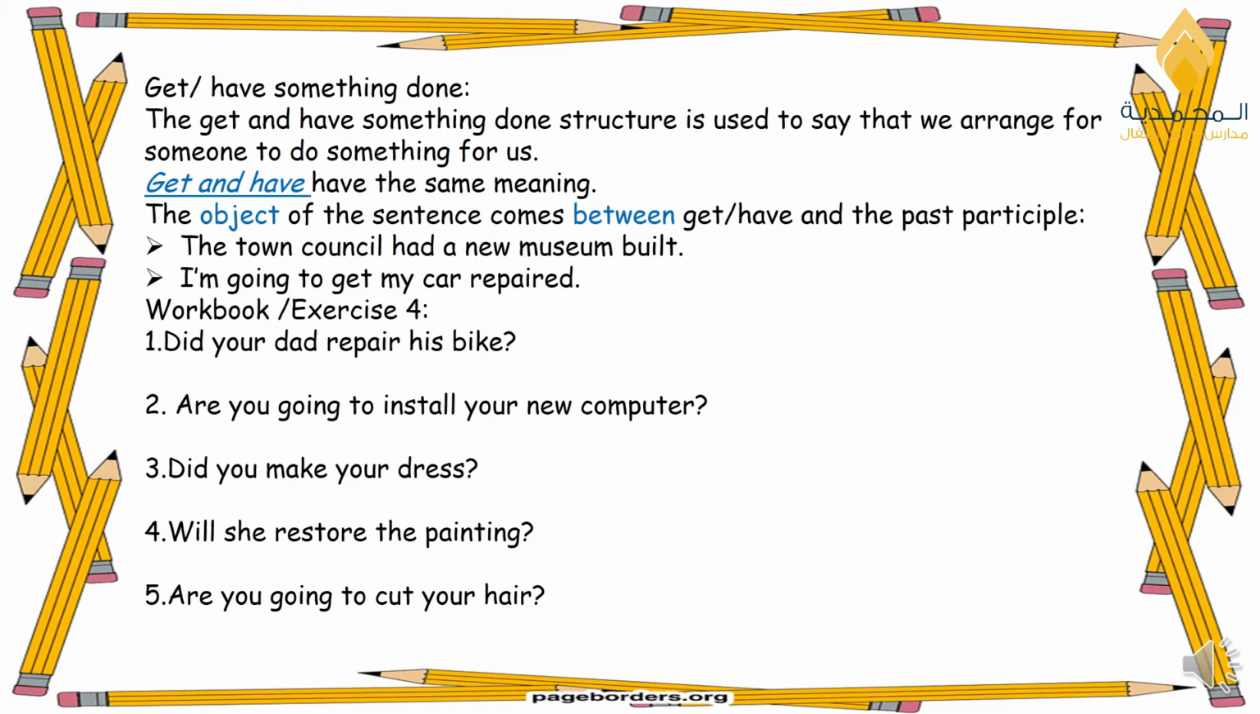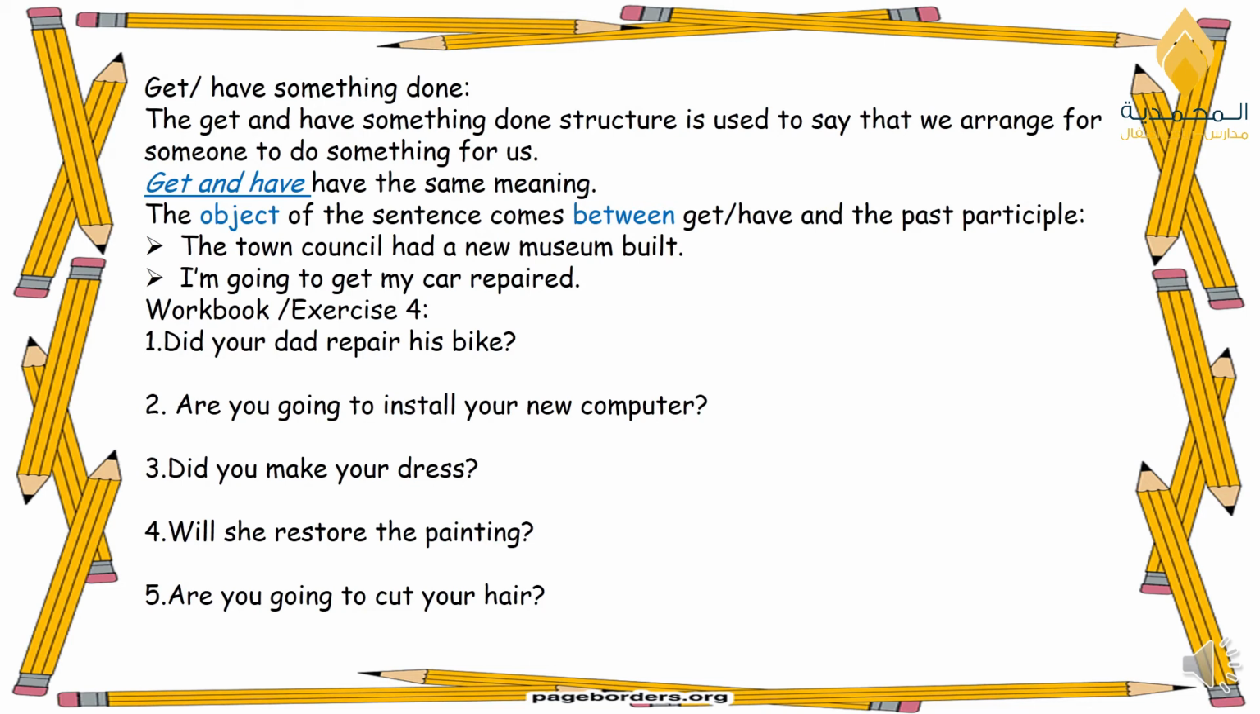Let's look at this example together. The town council had a new museum built. What does the sentence mean? It means that the town council did not build the new museum by themselves. It means that someone else did it for them. Because it is in the past, I did not use have or get. I have to put had or got. Both of them are correct. And then I put a new museum, which is the object, and then the verb 3 from build, which is built. I think it is clear, right?